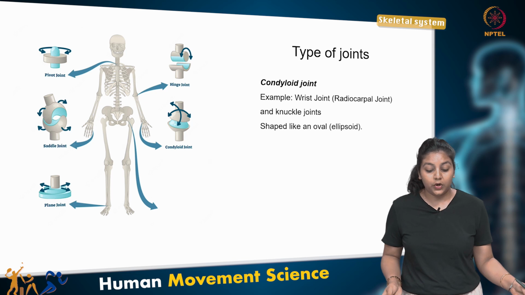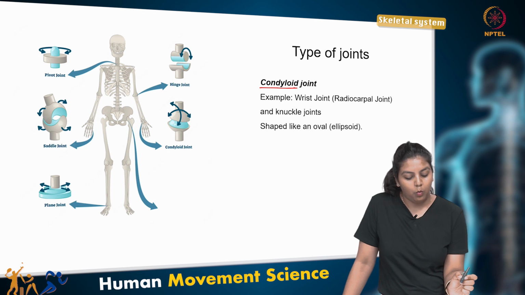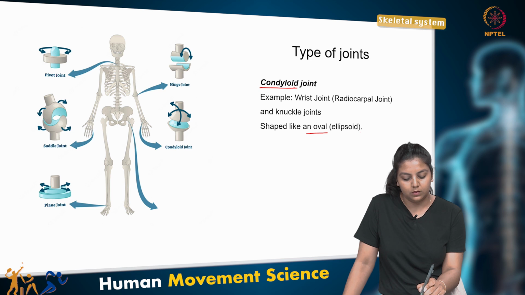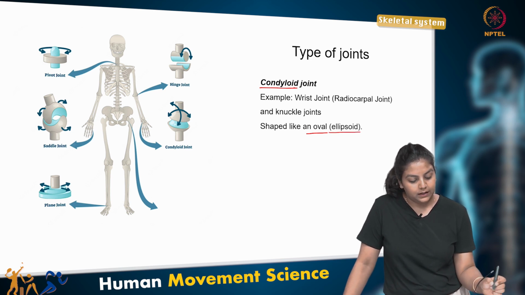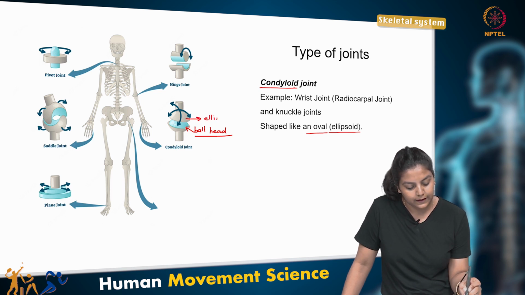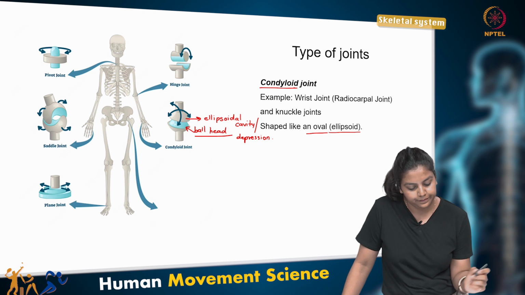Now let's look at the condyloid joint. Now this condyloid word here comes from one of the sides of the joint being shaped like an oval, which is also called an ellipsoid, and the other one has a ball head. So one side has the ball head, the other one has an ellipsoidal cavity or a depression where it attaches, right.